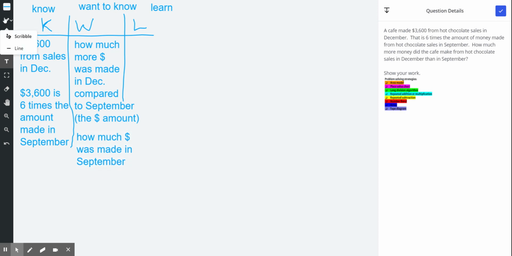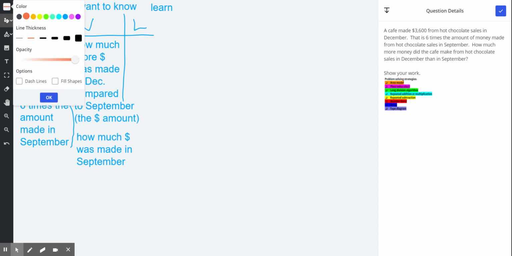But first, we have to figure out how much money was made in September, and that is actually the first step we need to do to solve this problem. So that's my first step. That's what I'm going to do. Label this as first.